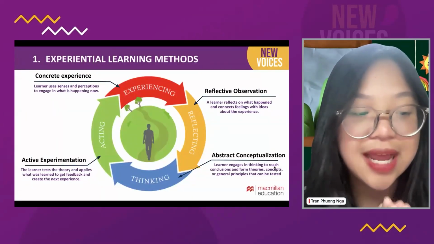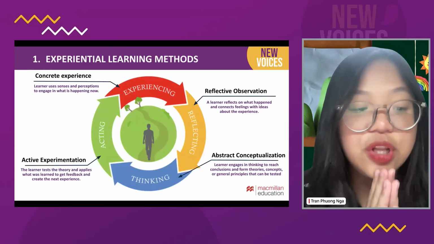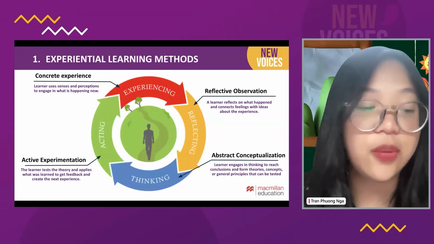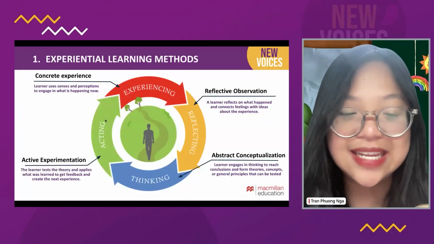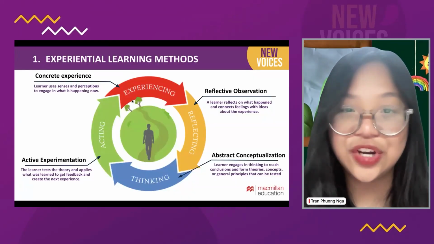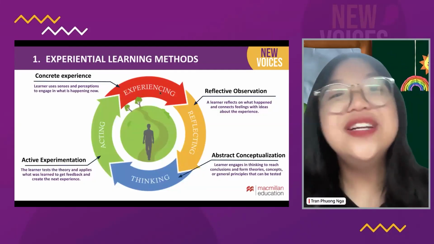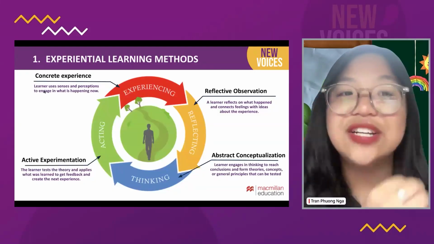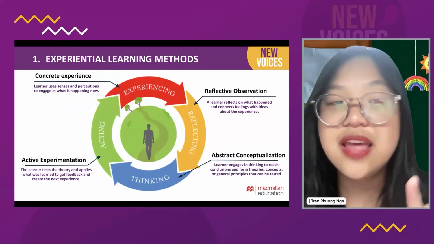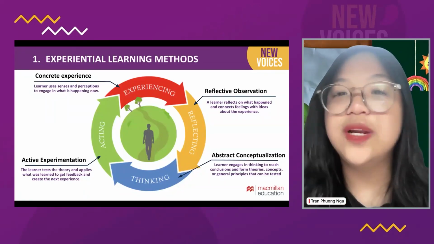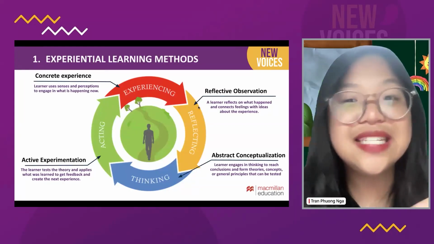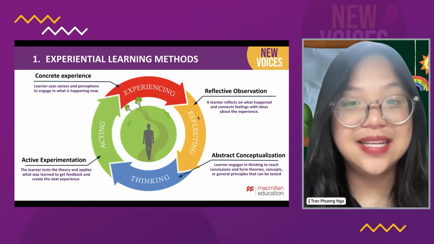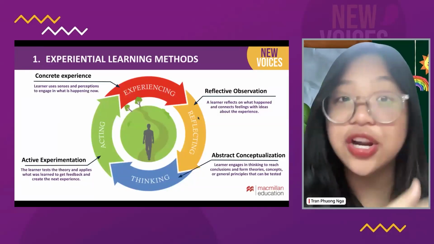It is the cycle process from experiential learning by David Kolb, from 1984. And as you can see, it is divided into 4 sections, the first of which is experiencing. Experiencing here means that the learner uses their senses, their perception, their feelings, and they're engaged in what is happening around them. And then you see the next stage is reflecting.